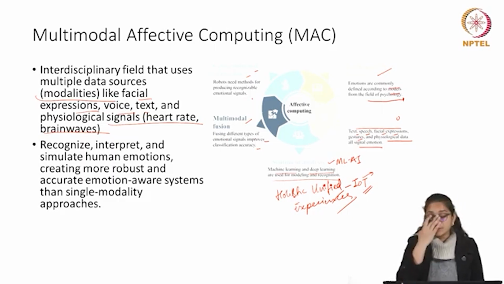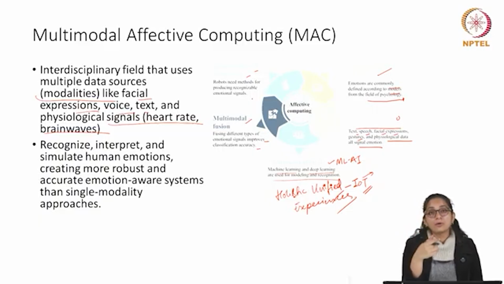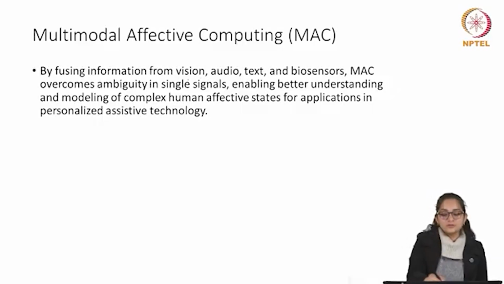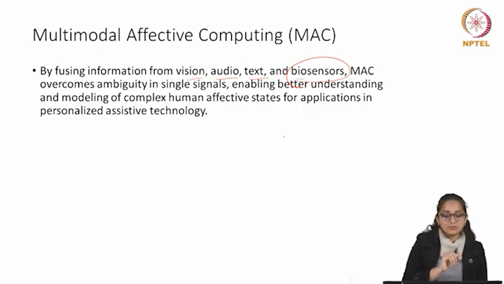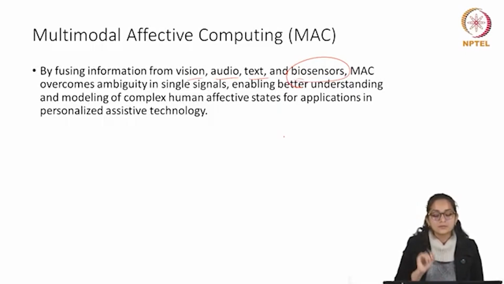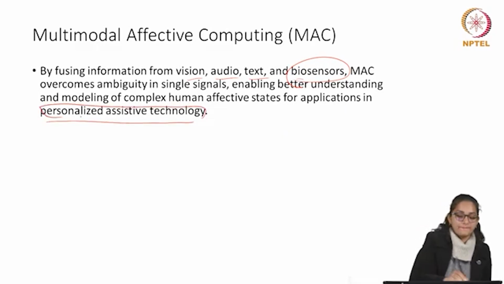Right? So now with MAC, we are also talking about humanoid interaction. We're not just talking about humans interacting with systems, we're talking about humans interacting with robots as well. So by fusing information from vision, audio, text, and biosensors, MAC overcomes the ambiguity in single signals, enabling better understanding and modeling of complex human affective states for applications in personalized assistive technology.